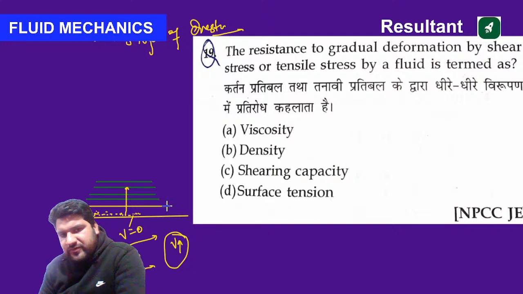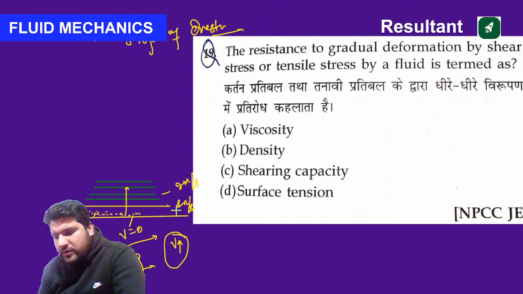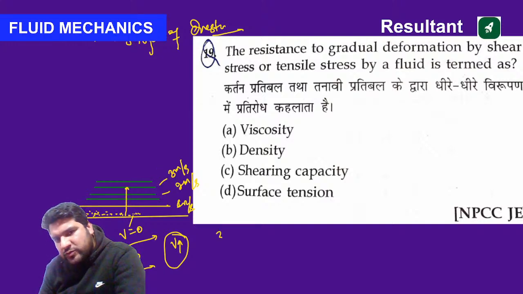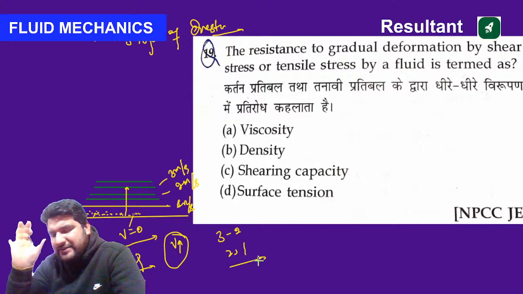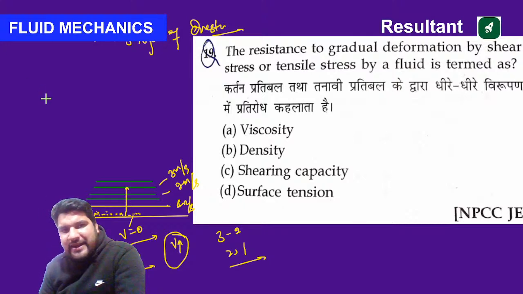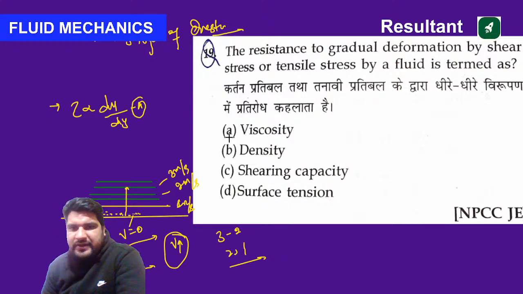So if this is the first layer, let us suppose the velocity was 1 meter per second, in the second layer the velocity was 2 meters per second, and in the third layer the velocity was 3 meters per second. So there is a velocity difference: 3 and 2, 2 and 1. When there is a velocity difference, there is a velocity gradient, the change of velocity with distance. The shear stress was found directly proportional to this velocity gradient du by dy. That was Newton's law.